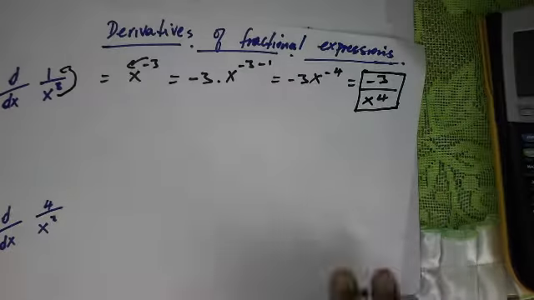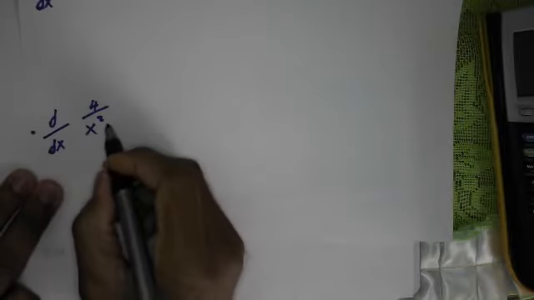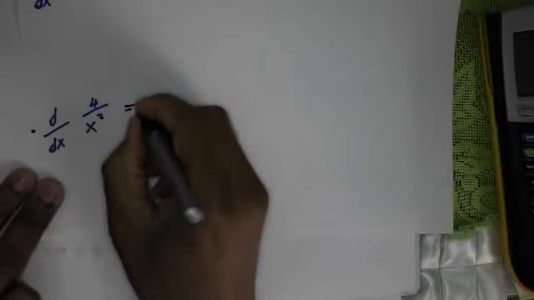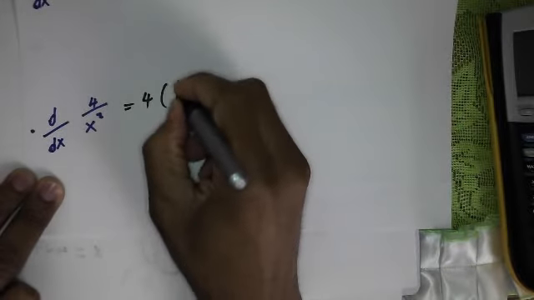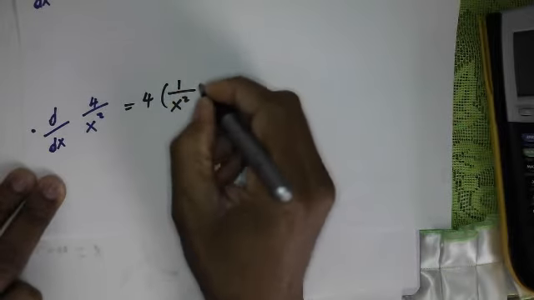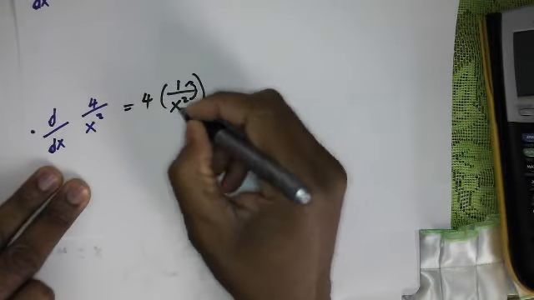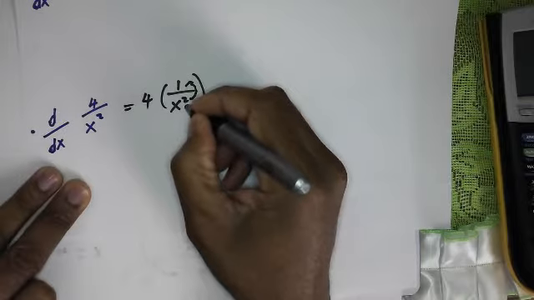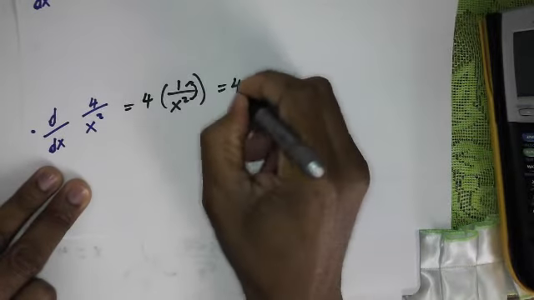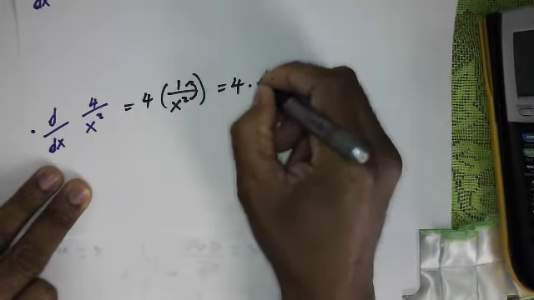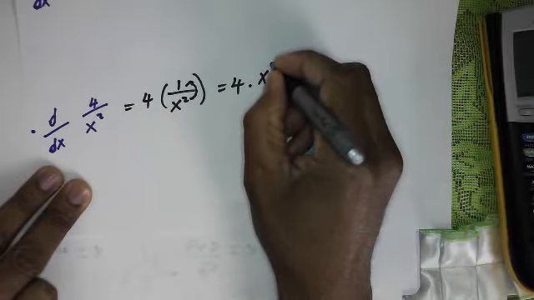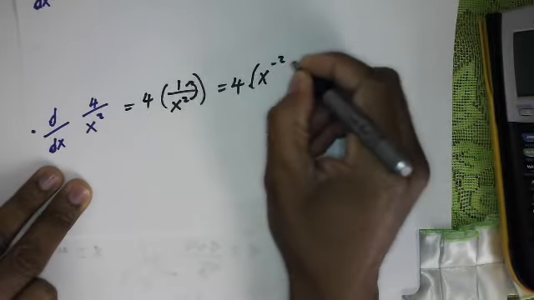Alright? Now let's look at this one here. I can rewrite this thing as 4 times 1 over x squared. And again, I take my x squared up here, and if I take it up, my exponent is going to become negative. So this would be 4 times x to the negative 2.